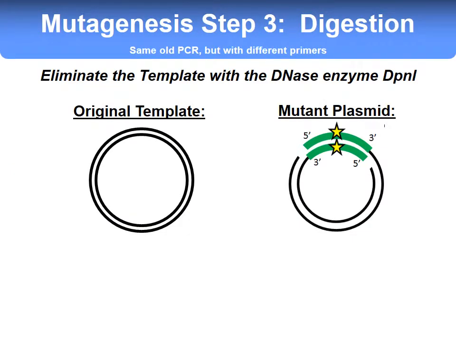Now, once we've done the mutagenesis PCR, we're left with a mixture of products. We have the original template DNA still in there, which doesn't contain the mutation, and we have our new plasmid that is mutated. So, take a second here and think about it. How can we get rid of that original template? Is there anything different between the original template and the mutant plasmid?